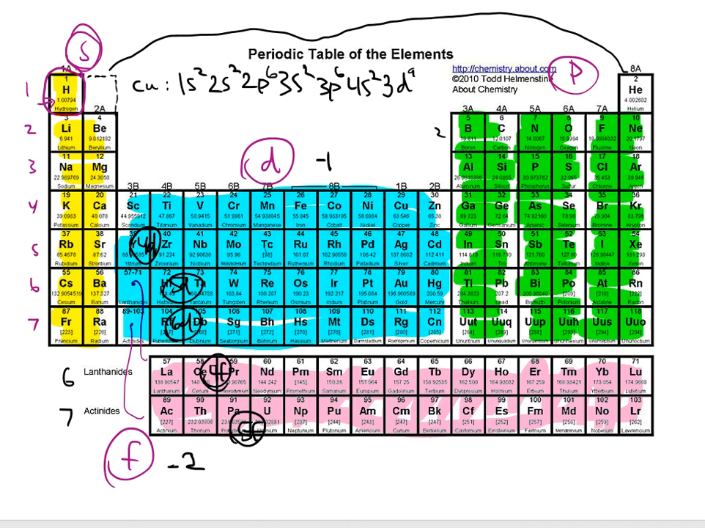So in the next video, we'll continue on with electron configuration, and we'll do more complex examples, and we'll bring in more of the D's and we'll bring in more of the F's, just so that you can feel a little bit more comfortable with those.